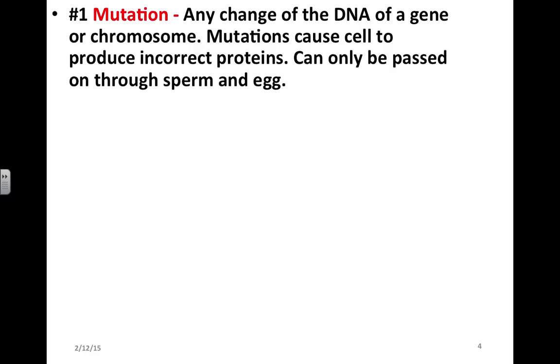So this is still goal number one, and it says mutation. It is in red, and so make sure you get this written down. It's a vocab word. A mutation is defined as any change of the DNA of a gene or a chromosome. Mutations cause the cell to produce incorrect proteins. And this can only be passed on through the sperm and egg. Remember, if you ruin some of the cells that are in your body right now and then have a baby afterwards, you're not going to be passing on whatever change that occurred to your body.